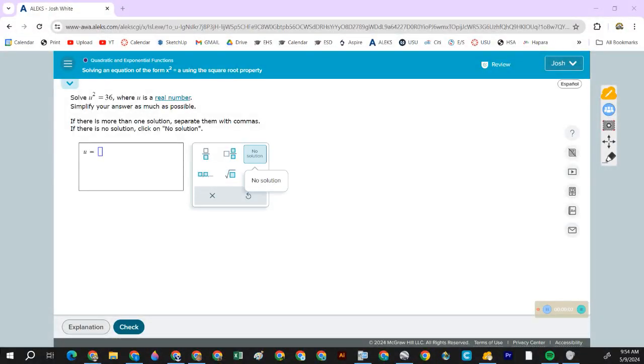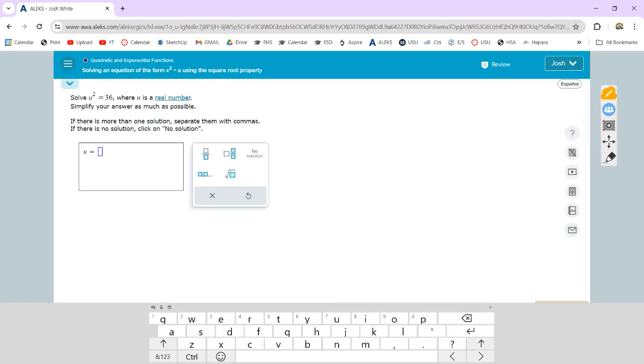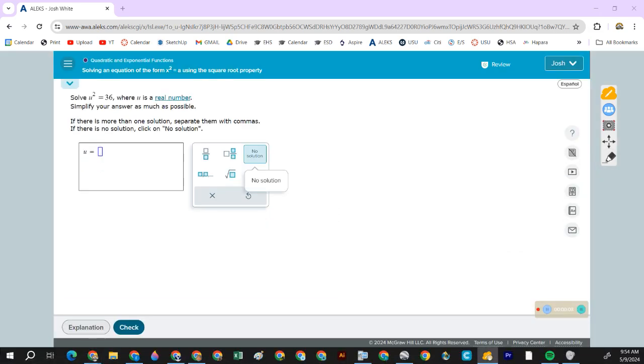This is 12.3, and we should fly through this pretty quickly. I think you could probably do it without my help, but I'm going to help you anyways. So here we have the equation u squared equals 36. So we take the square root, and anytime you square root a variable squared, you need a plus or minus. So u equals plus or minus 6.